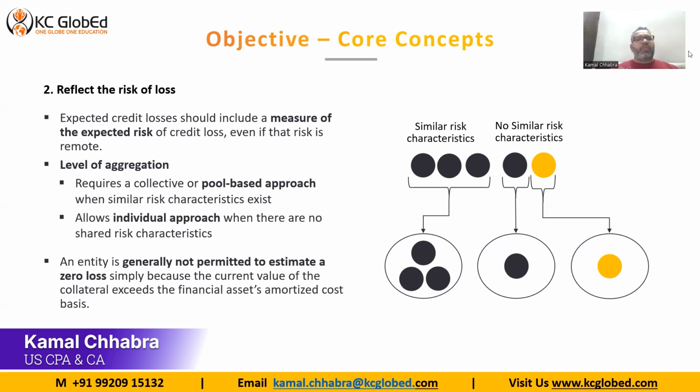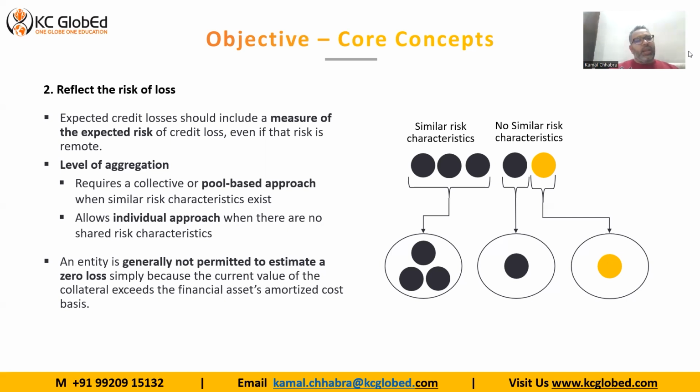So the level of aggregation requires a collective or pool-based approach when similar characteristics exist. Allow the individual approach when there is no shared risk characteristic. An entity is generally not permitted to estimate a zero loss simply because the current value of the collateral exceeds the financial asset's amortized cost. So we'll come to that.